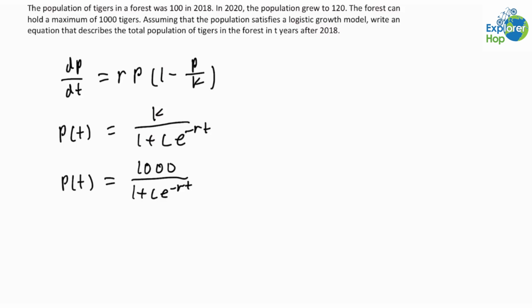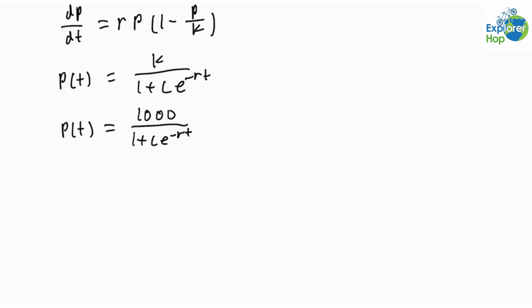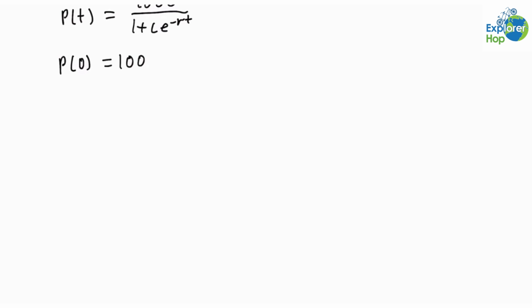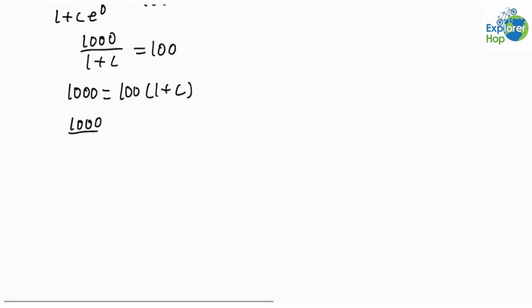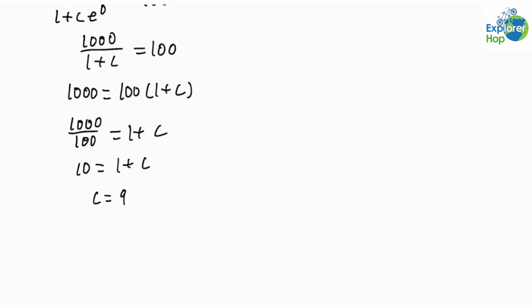From the question, we're also told that the original population in 2018 was 100. So this means that P(0) is equal to 100, which means that 1,000 over 1 plus C times e to the power of 0 is equal to 100. So 1,000 over 1 plus C is equal to 100. And now we can solve for C. So 1,000 is equal to 100 times 1 plus C. 1,000 over 100 is equal to 1 plus C, which means that 10 equals 1 plus C. So C equals 9.